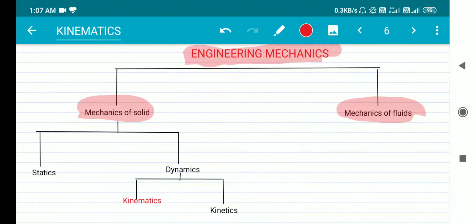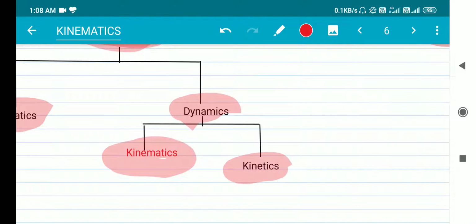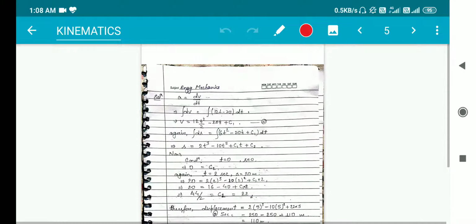So I will consider here only mechanics of solid, and further mechanics of solid is divided into two parts, that is statics and dynamics. Again, dynamics is divided into two parts, kinematics and kinetics. Today we will discuss kinematics. Without kinematics, it is very difficult to understand the importance of kinetics. So let me go to that page to start.